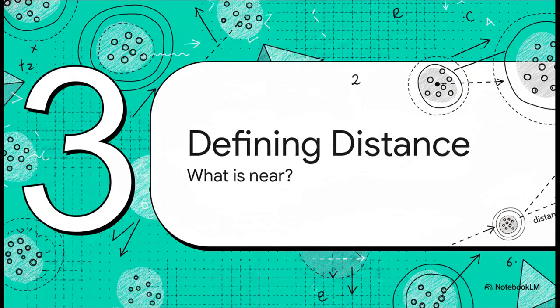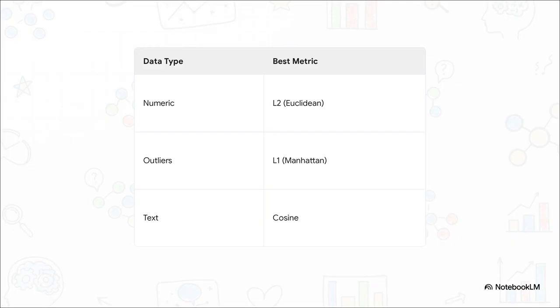Which brings us to Section 3, defining mathematical distance. You see, changing how we measure distance completely changes who our neighbors actually are. If you have standard numeric data on a similar scale, you'll use the default L2 Euclidean distance, just your standard straight-line distance. But if your data has wild outliers, you might want L1 Manhattan distance because it doesn't square the differences, making it way more robust. And for modern AI dealing with text embeddings, we absolutely have to use cosine distance.